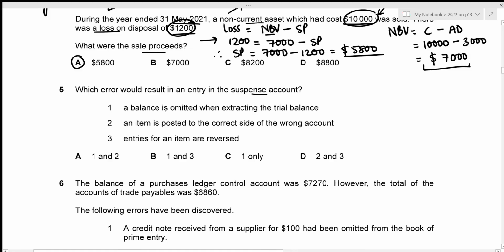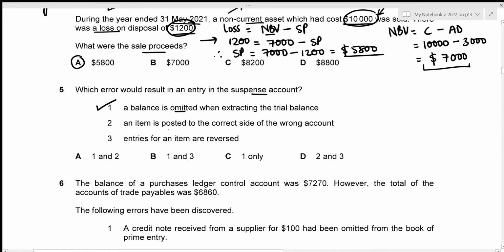The first one is a balance omitted when extracting the trial balance. Now what this means is when preparing the trial balance, we miss out a particular balance which would affect either the debit side or the credit side and result in the balance being different for each side, right? And that would definitely result in an entry in the suspense account. So this is the correct error that we are looking for.